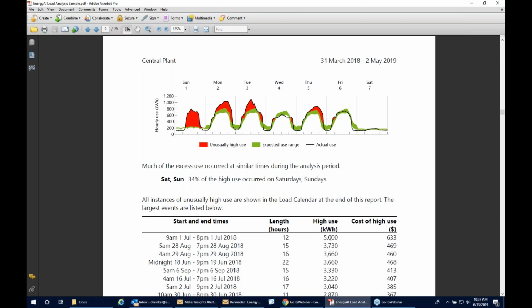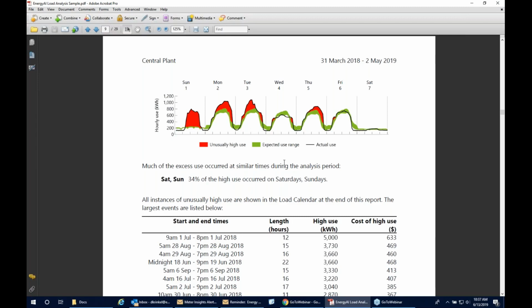there was 5,000 kilowatt hours of additional use than would be expected for a Sunday, the green being the expected profile, and that cost about $633 using local prices. This can be very helpful for some clients.